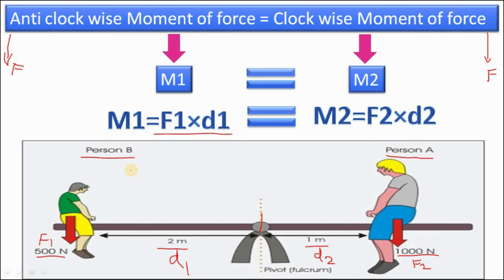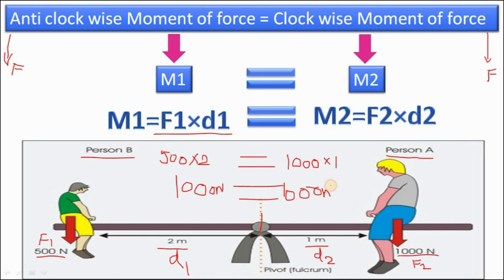So how is it going to be? Let's check according to this formula. I am substituting these values. 500 newtons times 2 meters is equal to 1000 newton meters. This is equal to 1000 newtons times 1 meter, which is also 1000 newton meters. So this is the example showing that this system is in equilibrium.